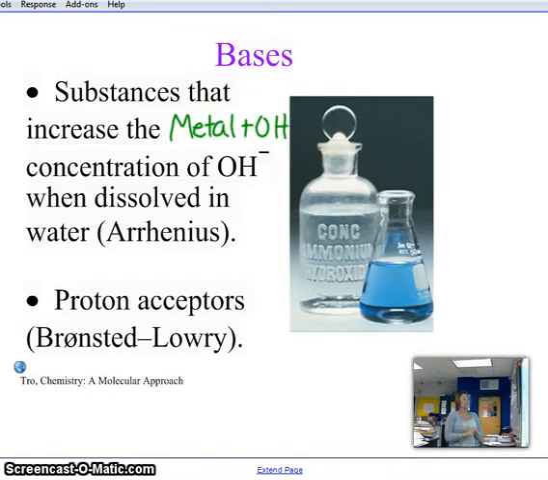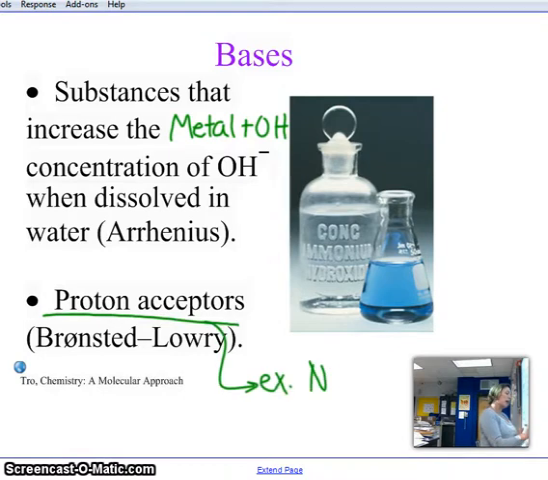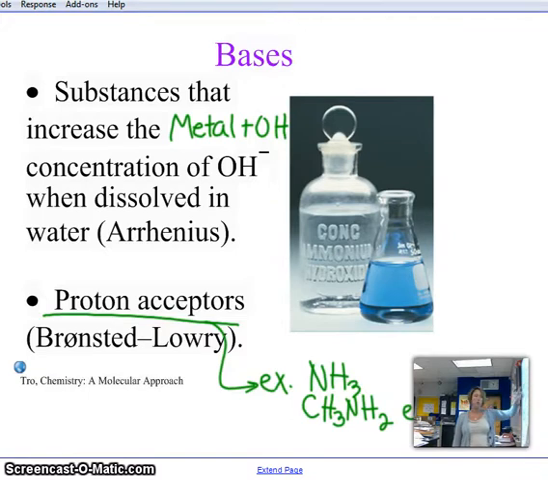A Bronsted-Lowry base is completely different. You do not need to have OH in you. You simply need to be able to accept a proton. So for example, these are funky bases like NH3, CH3NH2, etc. Okay? They don't have to have OH. Of course, all these guys are still Bronsted-Lowry bases, but there are some Bronsted-Lowry bases, obviously, that don't fit the Arrhenius definition because they are not metals with OH. Okay?